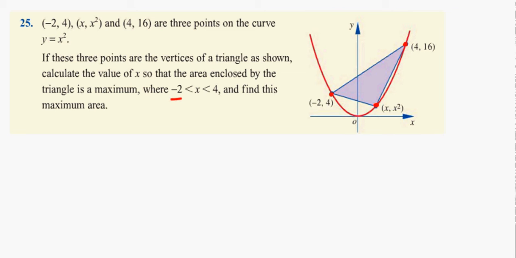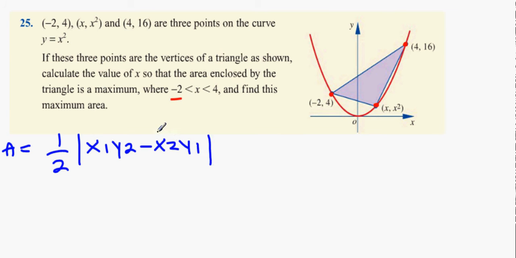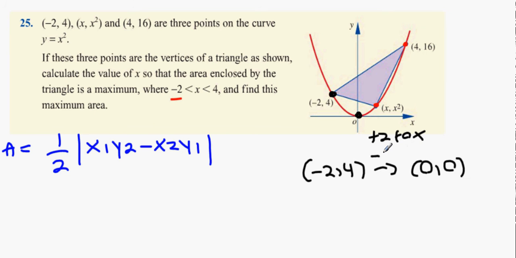Okay, so what we're going to do is use the coordinate geometry formula for the area of a triangle. It's going to be half the modulus of x1 y2 minus x2 y1. Please remember that modulus means the absolute value. Now we're going to extend one of these values to 0, 0. So we're going to map (-2, 4) onto (0, 0). To do this, we're going to add 2 to x and minus 4 to y. Then we're going to do the same thing for (4, 16), which is going to turn into (6, 12).